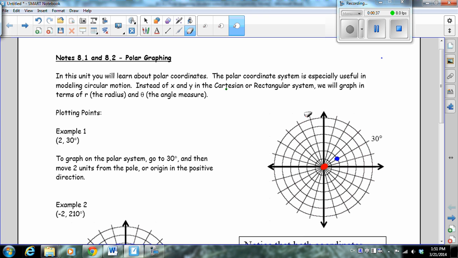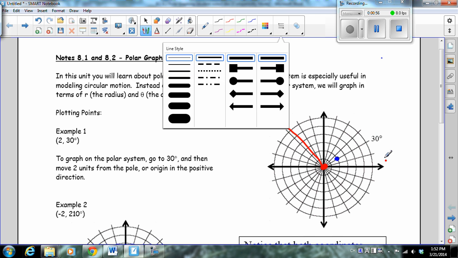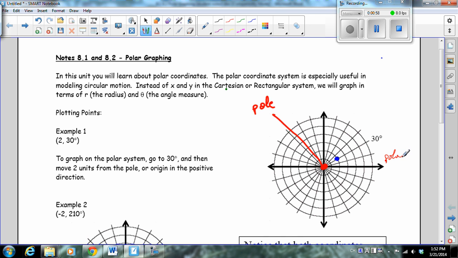Let's start by identifying a few elements in this polar coordinate. The red dot that I have on my paper here represents my pole. So red here is actually the pole. And this is the polar axis. The x-axis is called the polar axis.